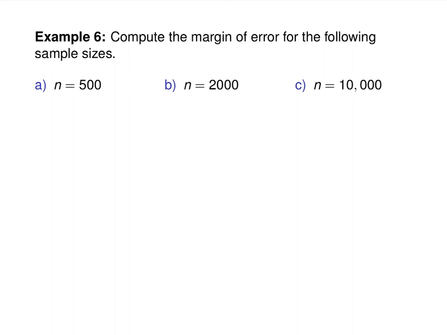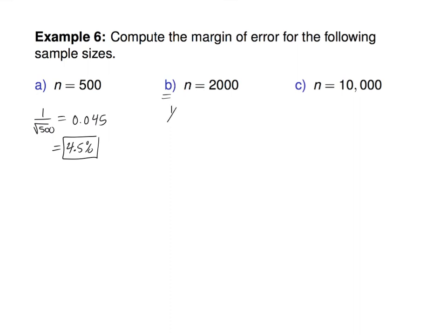So if n is equal to 500, 1 over root 500 produces a margin of error of about 0.045 or 4.5%. Notice that sample B, if you have 2,000 people, that's 4 times as many as sample A. And having a sample 4 times bigger is going to make your margin of error half of what it was.